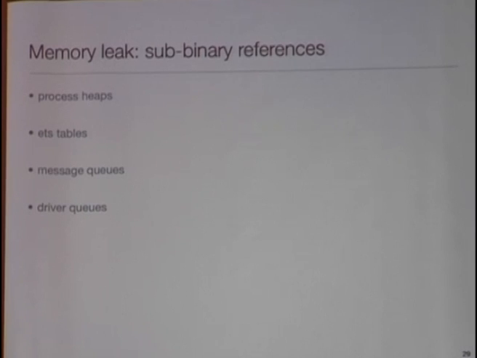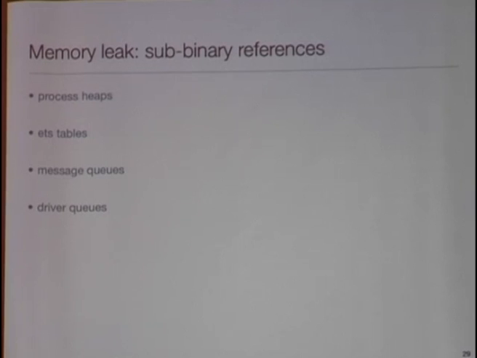So we use them in process identifiers registered with gproc, parts of supervision tree, child specs, child parameters, start parameters, and that leads to those subbinaries sitting all over the place in our application and referencing fairly large binaries that correspond to the original blobs that we receive from the client. And it turns out those subbinaries can end up anywhere.